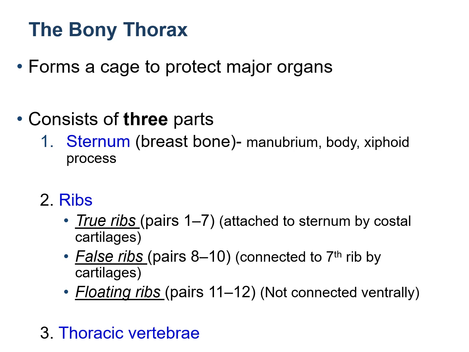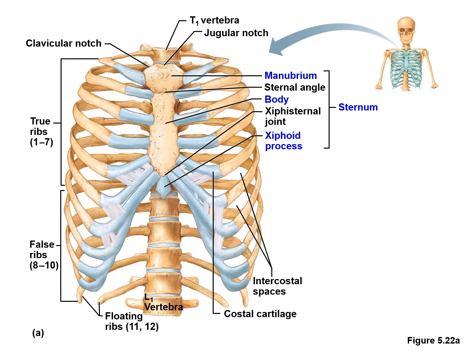Ribs 1 through 7 are known to be true ribs because they attach directly to the sternum by their own costal cartilage. Ribs 8 through 10 are classified as false ribs because they do not directly attach to the sternum. In fact, they attach to the sternum via the cartilage of the true ribs. The last 2 pairs, that means ribs 11 through 12, are often called floating ribs because they lack any attachment to the sternum. This figure shows the bones in the thorax region. You can see the sternum, the ribs, and the thoracic vertebrae posteriorly.